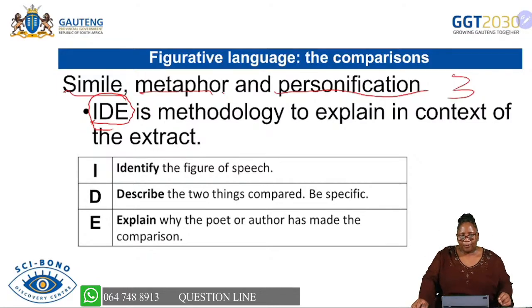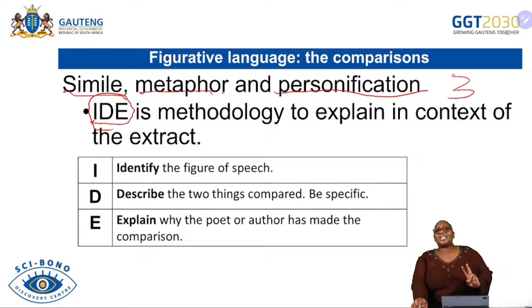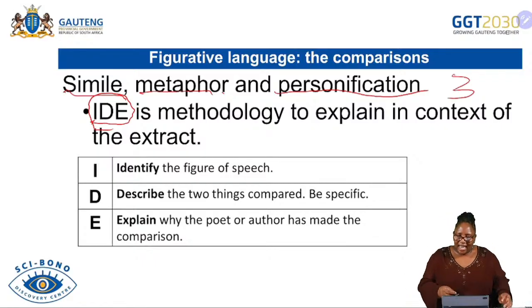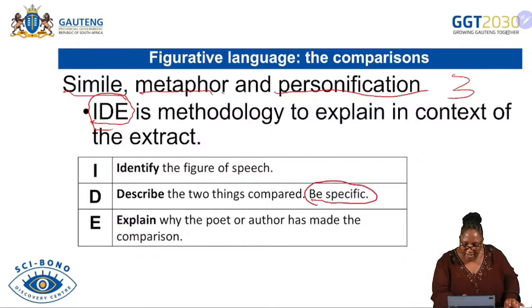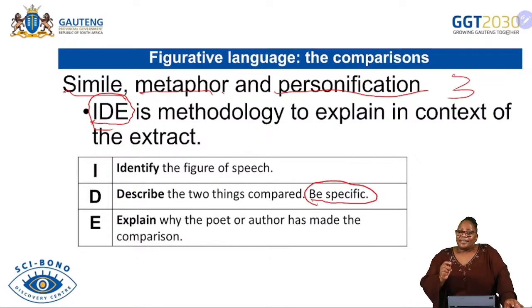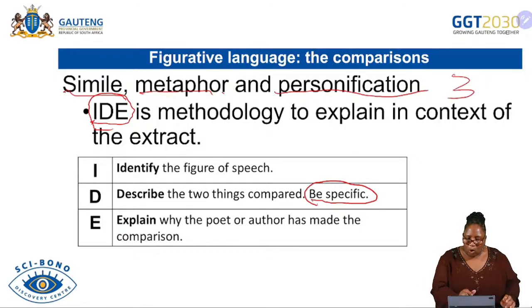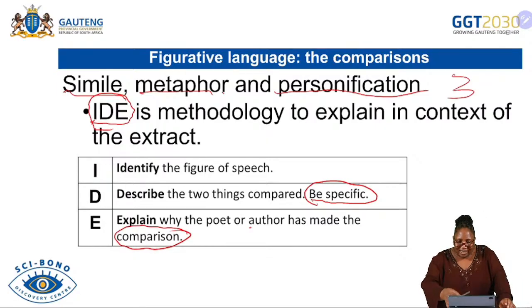The I stands for identify the figure of speech. The D stands for describe the 2 things compared. And learners, when we compare, we need to be specific. The E in the IDE is when you are required to explain why the poet or author has made that particular comparison. This is what you need to practice for the whole year.